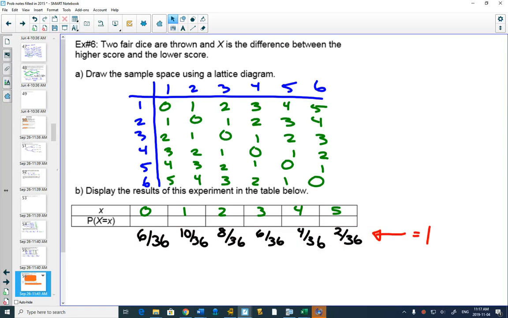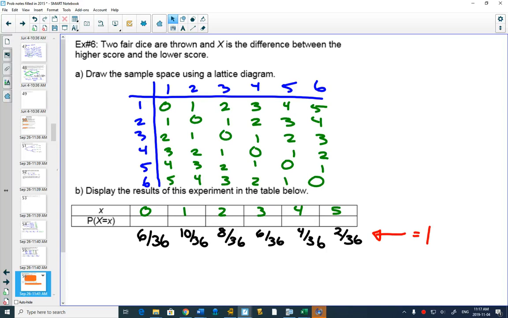6 out of the 36. How many 1s were there in the end? 10 out of 36. 8 2s. So this could be a totally different way to play a game.